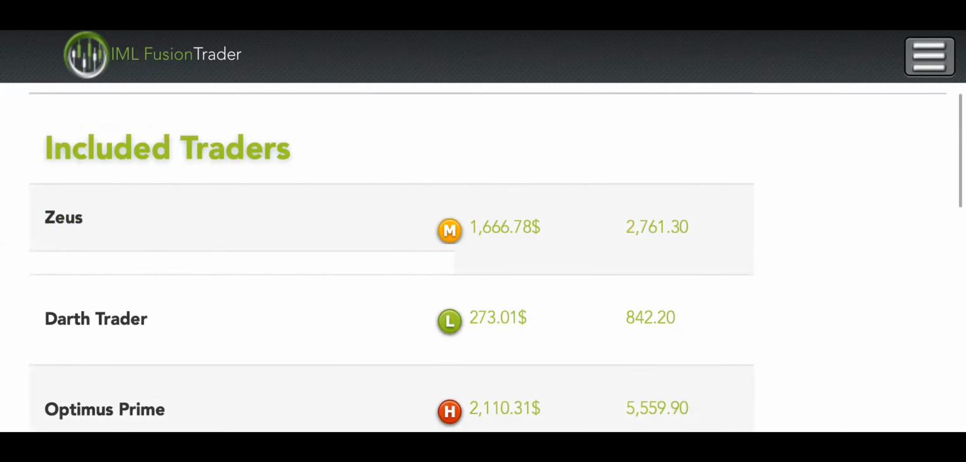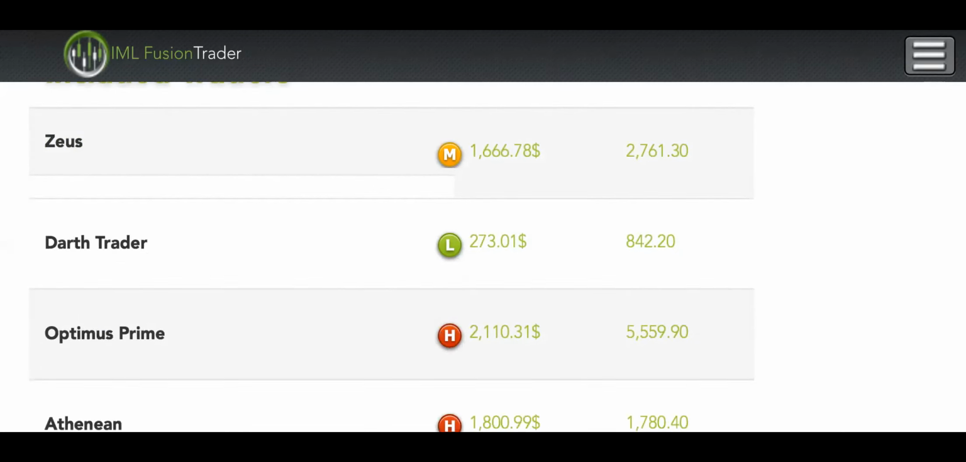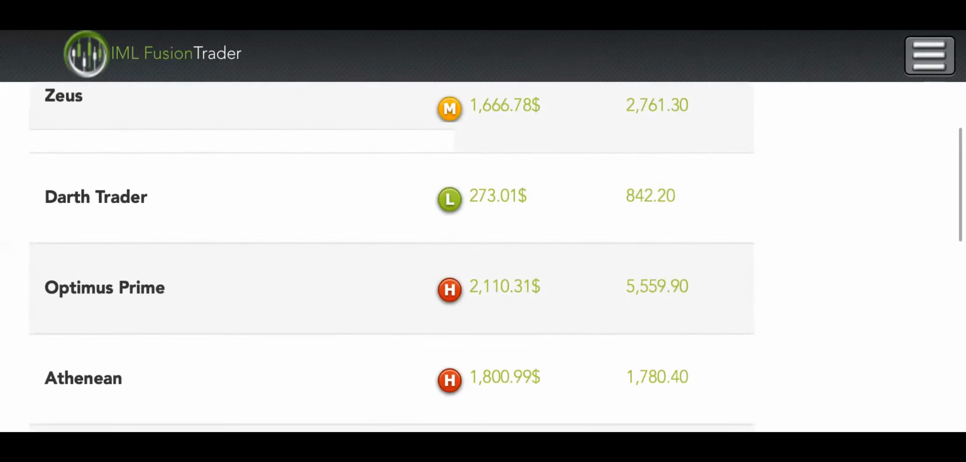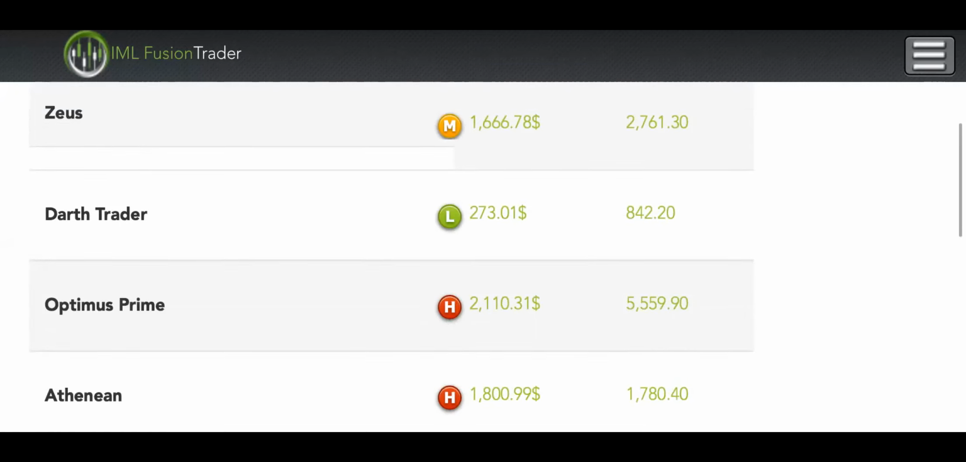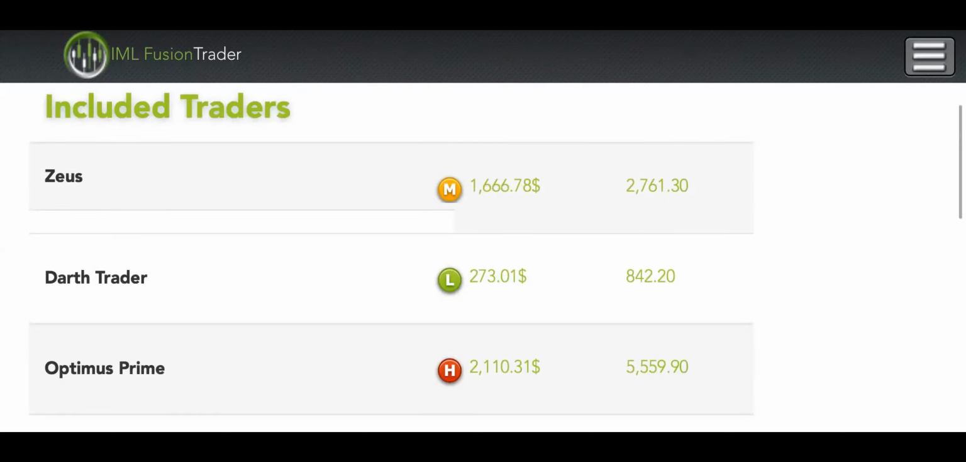So as you scroll through, you'll see the traders like Zeus and Darth Trader and Optimus Prime. The thing that you want to pay attention to, you may be a person that's a high risk trader. You're like, I want to go in, I want to go hard. So the letters next to their gain in dollars is actually telling you if they're low, medium, or high risk. So of course the M for medium, the L for low, the H for high. Okay.